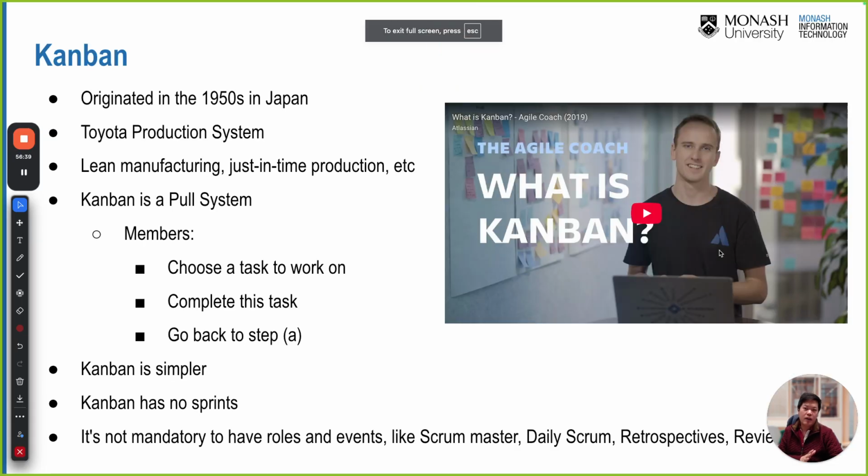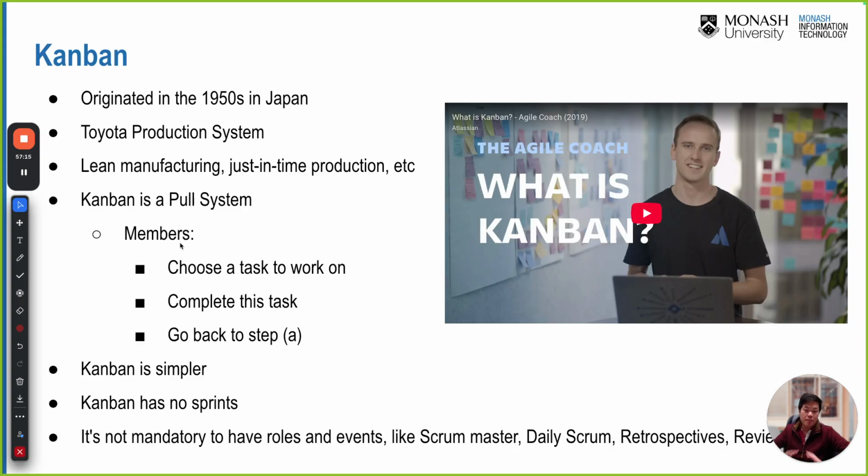All right. So Kanban basically originated in 1950 in Japan, and it was initially used in the Toyota production system. So Toyota production is about the production line, manufacturing line, okay, and they try to remove the waste as much as possible. So that's why they came up with the term lean manufacturing, or just-in-time production. And Kanban, basically it is a pull system, okay? I'm gonna explain a little bit more what it means by pull.